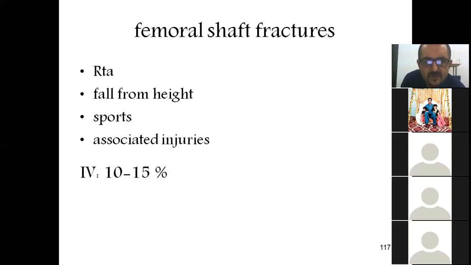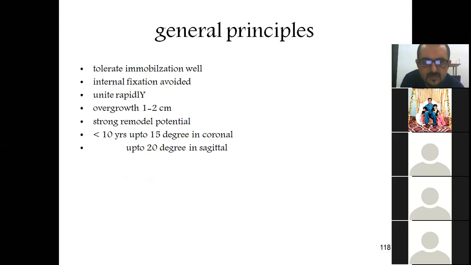So femoral shaft fractures can happen due to road traffic accidents, fall from height, sports, and extremity injuries. I will just delineate the general principles. Immobilization is tolerated very well in the lower limbs. Stiffness is rare. Internal fixation should be avoided. They unite rapidly. Overgrowth of 1 to 2 mm is expected. Strong remodeling potential is available. And angulation of up to 15 degrees in coronal and 20 degrees in sagittal plane is accepted.